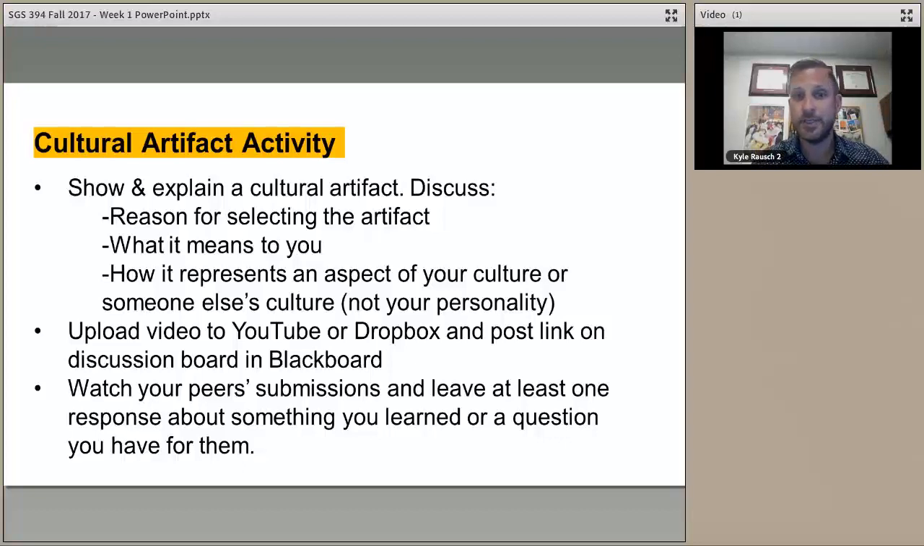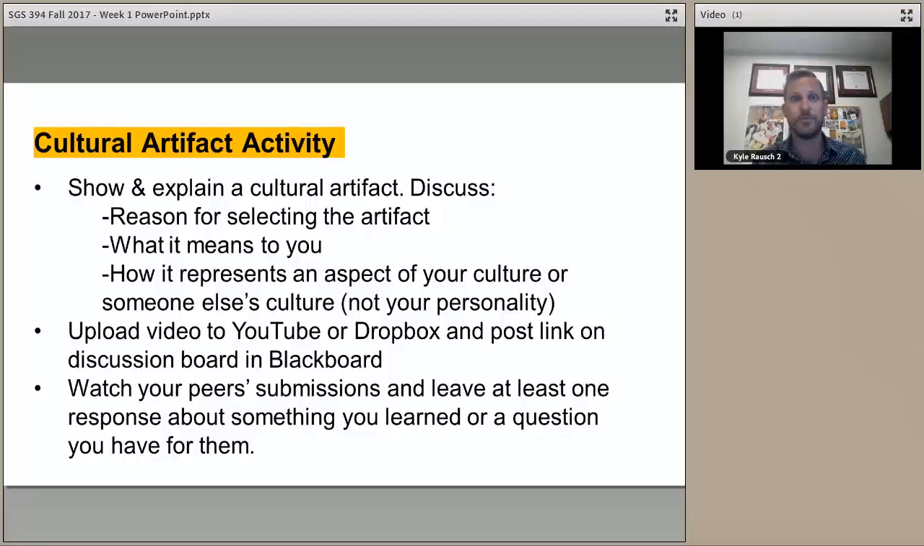In addition to a discussion board topic for this week, there is a short activity in which each of you will participate. The activity involves sharing of a cultural artifact. You can think of a cultural artifact as virtually any object that communicates a specific aspect of your own culture. I'll model this activity for you here, and then you will have a chance to share your own cultural artifact with the class by creating a brief 1 to 2 minute video where you share your artifact and describe why you selected it, what it means to you, and how it represents an aspect of your culture or someone else's culture. It's important to note that this should describe an aspect of culture and not personality.